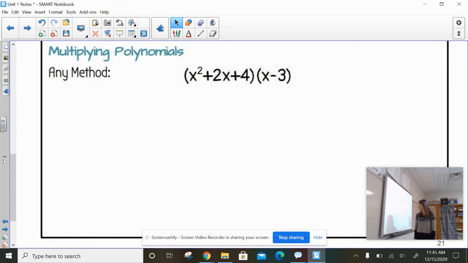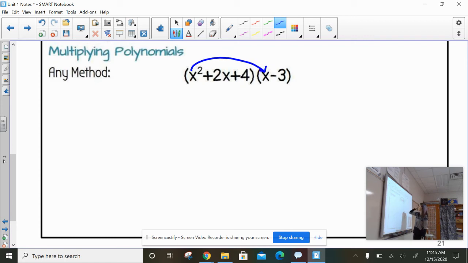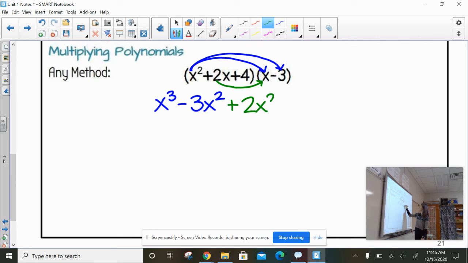All right, so I am going to do distribution here. So I have x squared, and I'm going to multiply it times x. X squared times x is x to the third. And x squared times negative 3 will be negative 3x squared. Okay. All right, now I've got to move on to the 2x. Okay. So I'm going to multiply 2x times x, which will give me 2x squared, and 2x times negative 3, which is negative 6x.